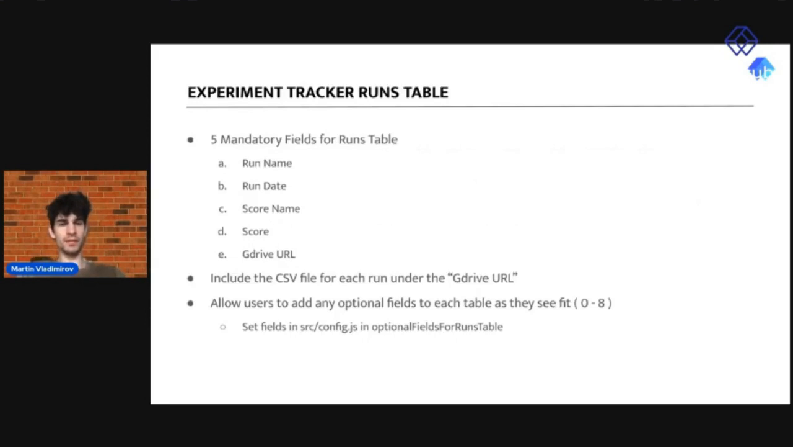So for each one, there's going to be a runs table and a results table. Now, for the overall runs table, there's going to be 5 mandatory fields, those being run name, run date, score name, score, and G drive URL. So the CSV file will be listed under the G drive URL, and once you click on that button, it will open the results table for that specific run. And for each runs table, you're allowed to include as many optional fields as you'd like, based on what you see fit. And I'll explain how you do this later on in the slides in the config.js file.